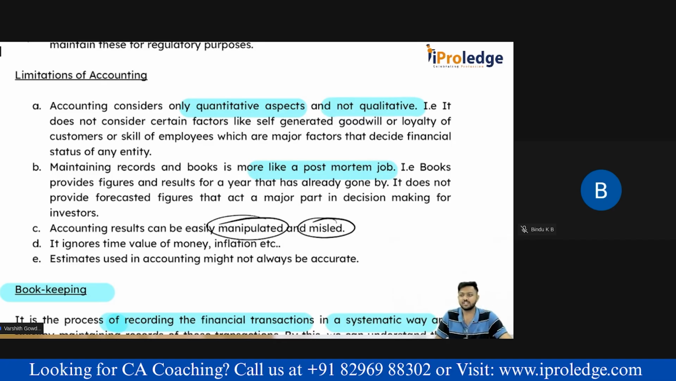Because it's an estimate. Like this, your PDD, provision for doubtful debts, 2% of debtors. You are estimating that mostly this year 2% of people will not give money. So at all these places you are doing estimates. Since accounts involve lots of estimates, do you think you'll get accurate results? That's why that is one of the limitations of accounts.